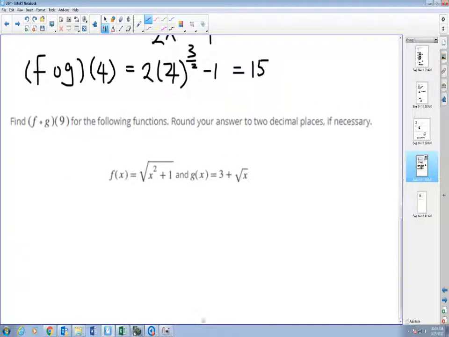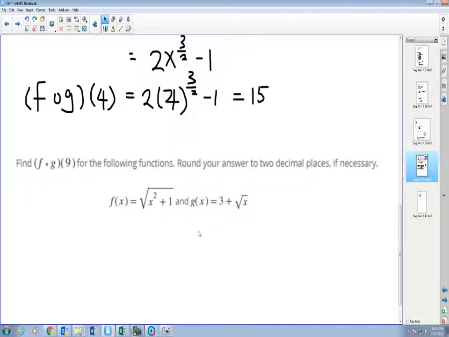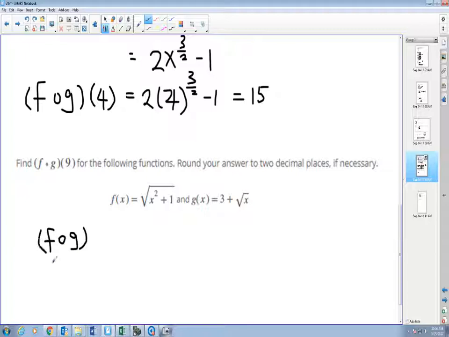Let's try another one. Now, the problem says, you know, round to 2 decimal places if necessary. So if you use the table a lot, then just make sure you round. Okay. All right. f of g of 9. So function g goes inside function f. So let's find out what the composition of the two functions is first. Then we will evaluate.